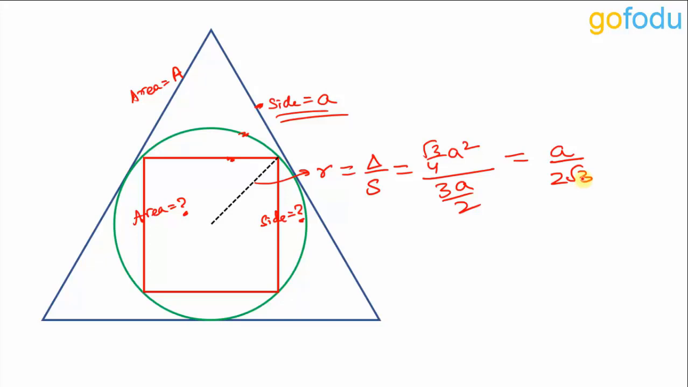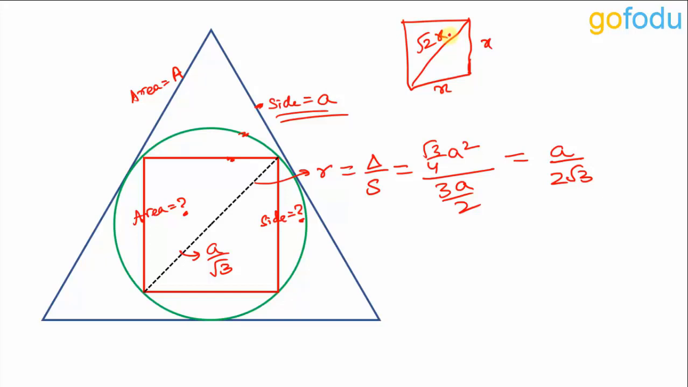That means this diameter will be twice the radius, 2 times A upon 2 root 3, which would be A upon root 3. And this diameter is also the diagonal of this square. See, if we have a square of side x unit, its diagonal will be what? Root 2 x. Basic Pythagoras theorem.